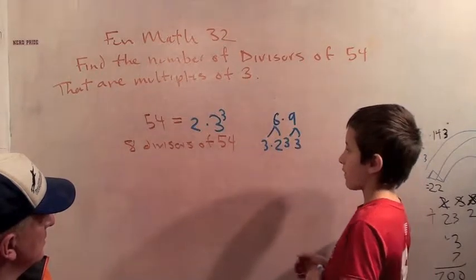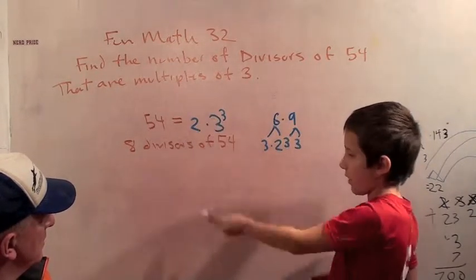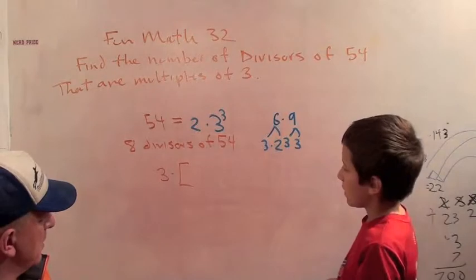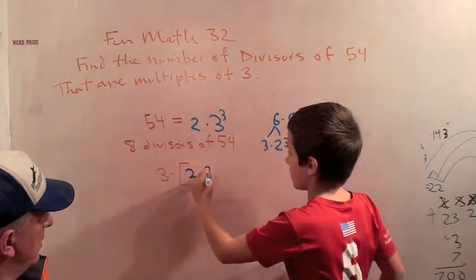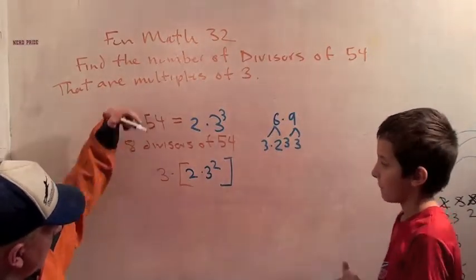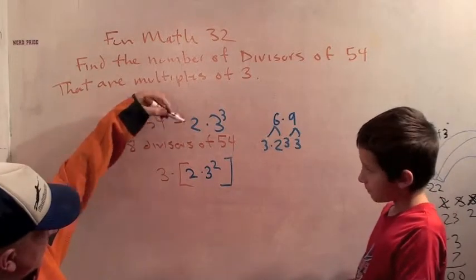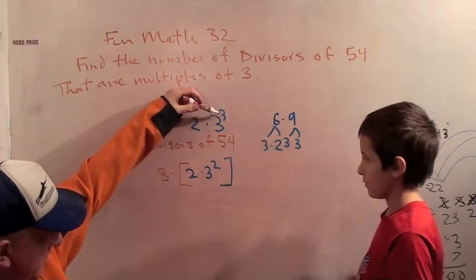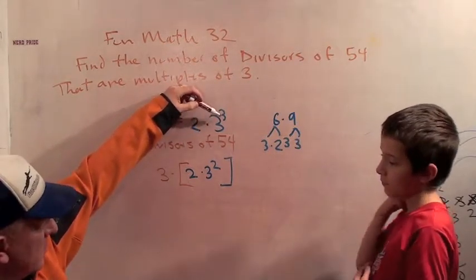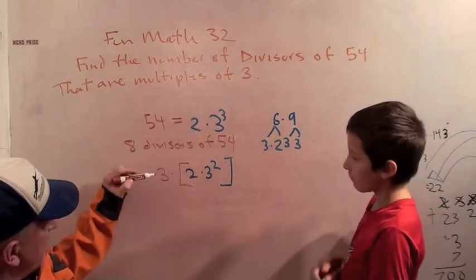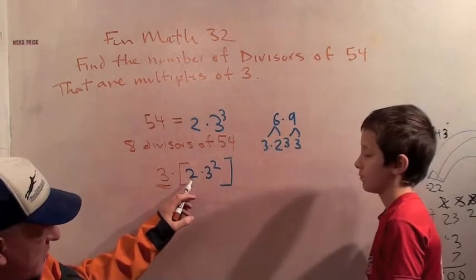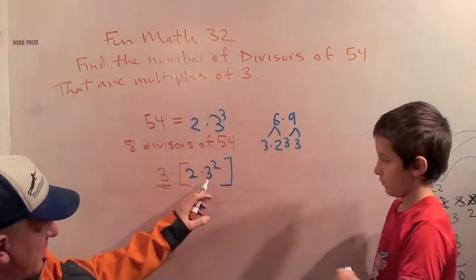Well, we just pull a 3 out of the factorization. So it's going to be 3 times the number of divisors of 2 times 3 squared. If we have a number that divides into 54, it has to be of the form 2 to the something times 3 to the something, where 2 to the something can be either 0 or 1, and 3 to the something can be 0, 1, 2, or 3. If it's going to be a multiple of 3, we have to have at least one 3. So we can either pick a 2 or not, and we have 3 choices of 3s. We can pick either 0, 1, or 2.